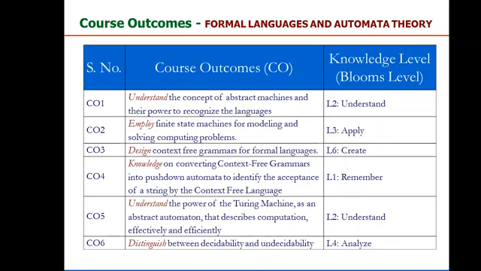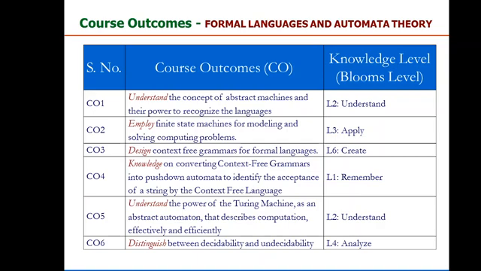CO3, design context free grammars for formal languages. It is related to the Bloom's level 6, so it is create. Then CO4, knowledge on converting context free grammars into push down automata to identify the acceptance of a string by the context free language. It is related to the level 1, remember.